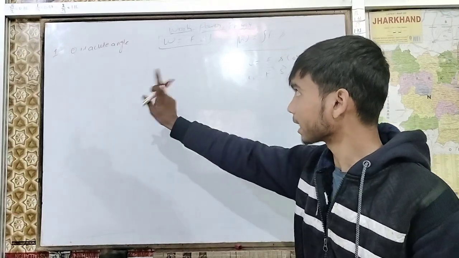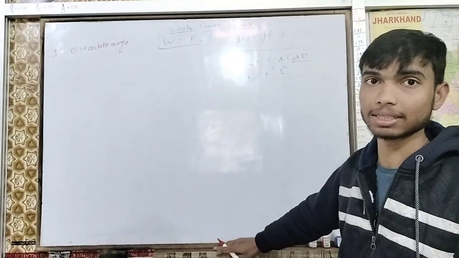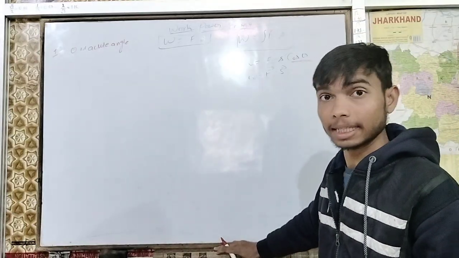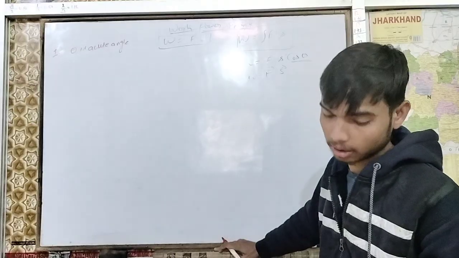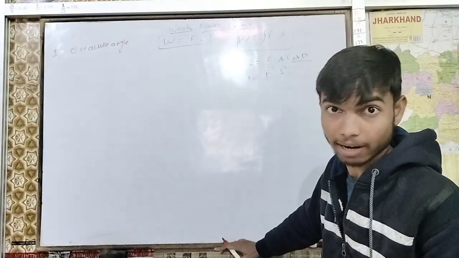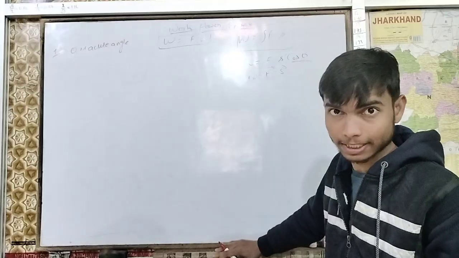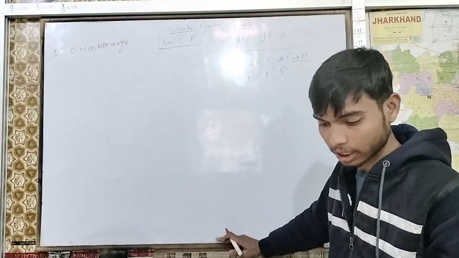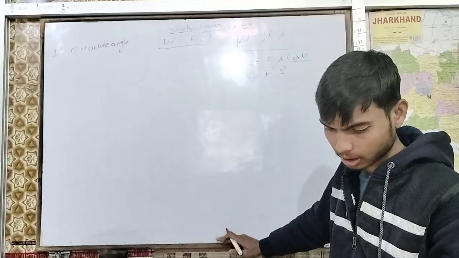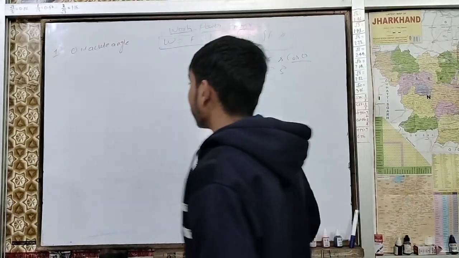So if theta is an acute angle, if the angle is less than 90 degrees, then our work done will be positive, negative, or constant. This is what we have to identify by observing the angle. So the condition is, if the angle is less than 90 degrees, remember, our work done will be positive.